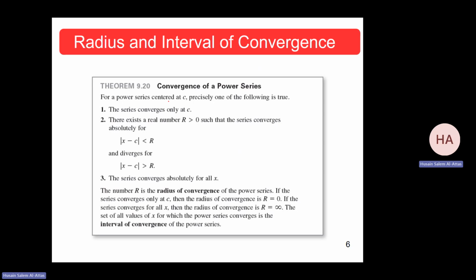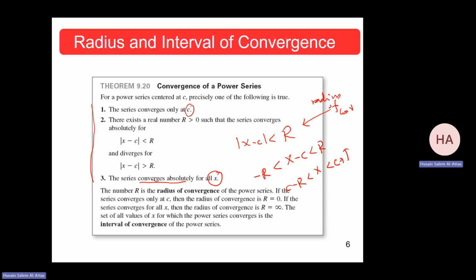Now, when we talk about a power series at c, we have one of these three possibilities. Either the series converges only at c, or the series converges absolutely for all x, or it converges for an interval with absolute value of x minus c less than capital R. They call R the radius of convergence. Now if we solve this, I have x minus c between minus R and R, so x between c minus R and c plus R. They call this the interval. And also we need to check the endpoints.